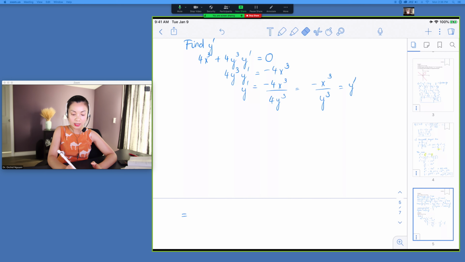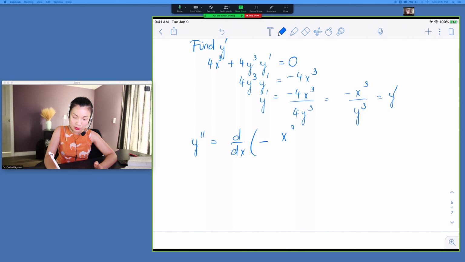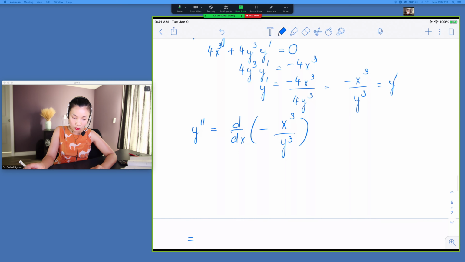So now what I need is to find y double prime. So what's y double prime? Y double prime is the derivative of negative x cubed over y cubed. So what we have here is the quotient rule. So I'm going to proceed with the quotient rule.